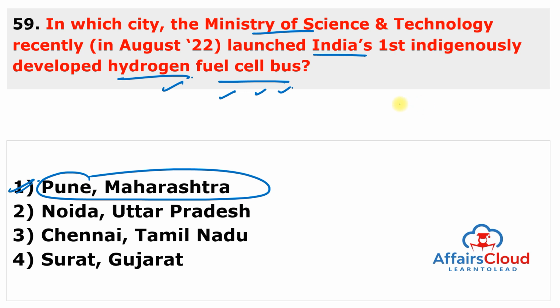Union Minister of State Dr. Jitendra Singh under the Ministry of Science and Technology launched India's first indigenously developed hydrogen fuel cell bus in Pune, Maharashtra. It is co-developed by a Council of Scientific and Industrial Research, or CSIR, institution known as the National Chemical Laboratory, together with the Central Electrochemical Research Institute, and KPIT Technologies Limited, an Indian multinational corporation headquartered in Pune, Maharashtra. The development is inspired by the National Green Hydrogen Mission.